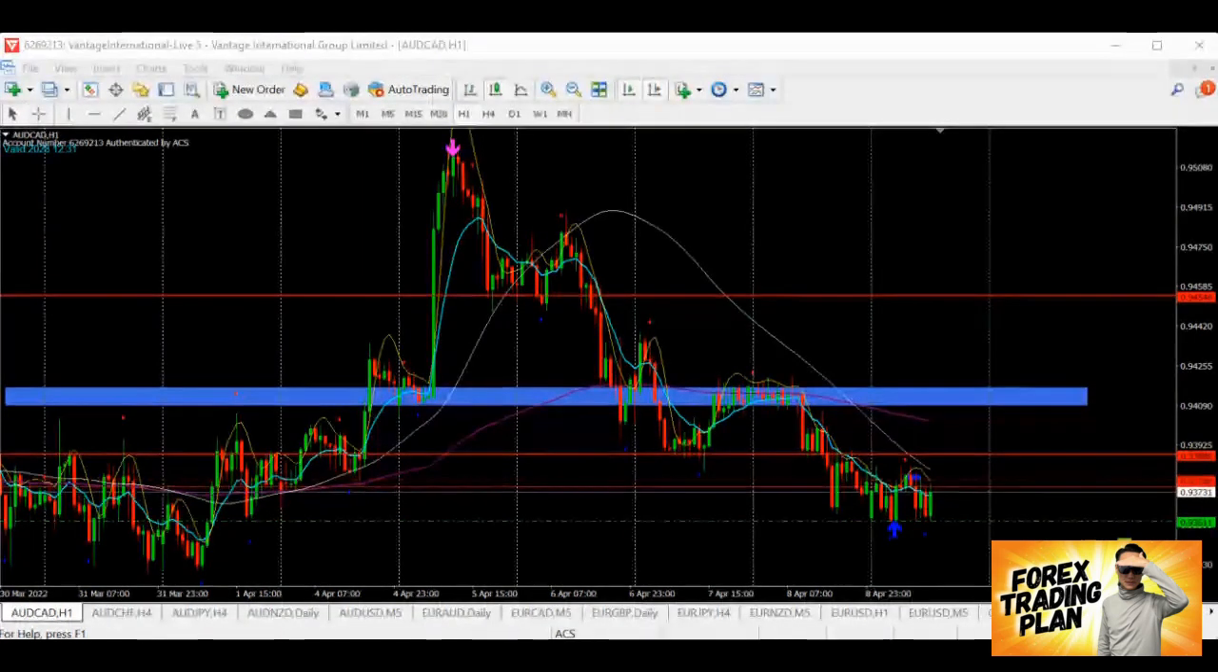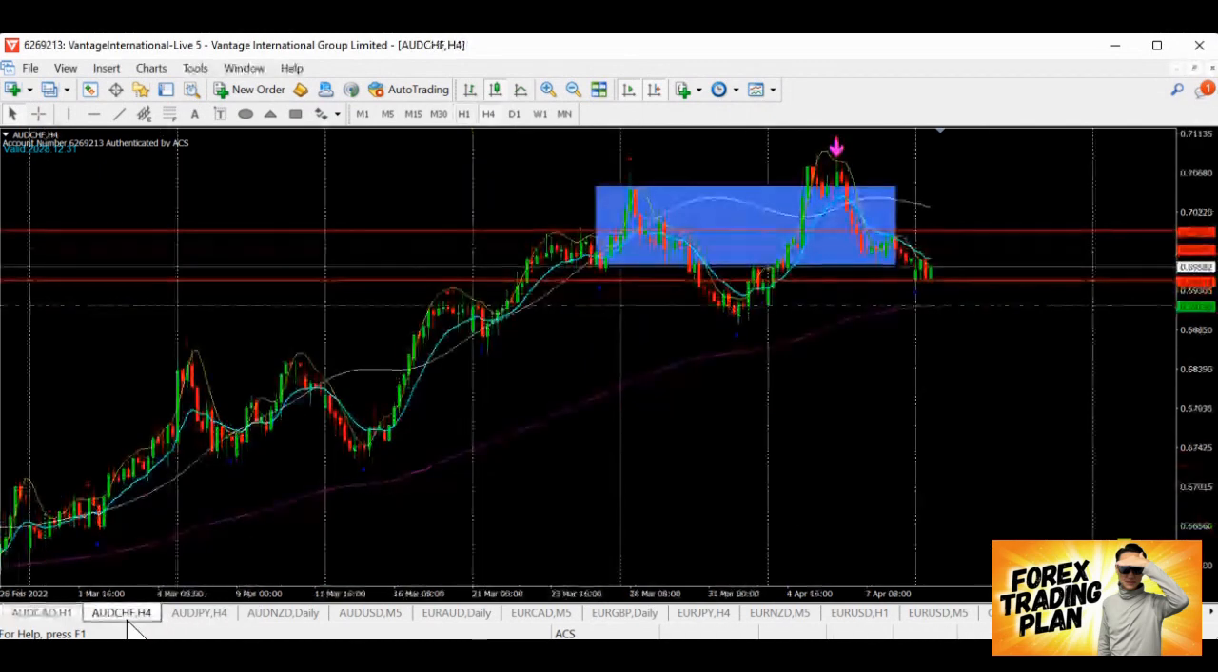AUDCAD, I'll be looking at selling. However, it may also wait until the next 4 hours opening, that means 1 hour after US market open, then we will have a chance to sell. So once again, I'm going to key in this AUDCAD.